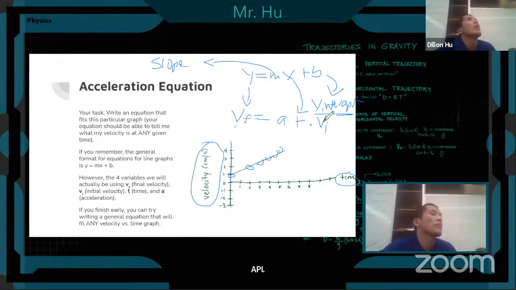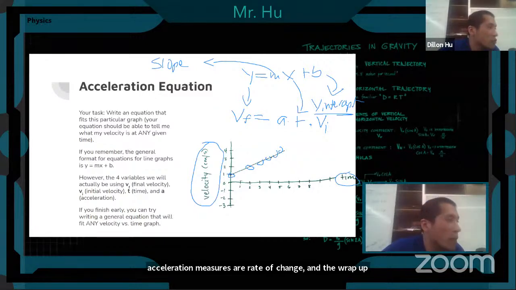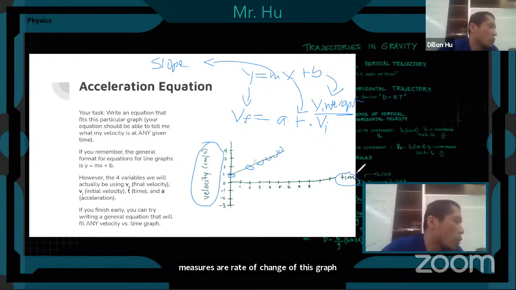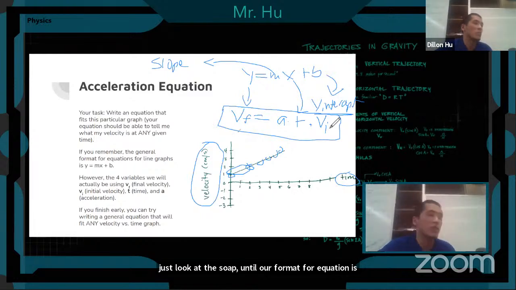So why is our slope going to be acceleration? Because our acceleration measures our rate of change of this graph, which is another way of saying the slope, right? So if we want to figure out the acceleration of a graph, we just need to look at the slope. And so our format for our equation is going to be vf is equal to a times t plus vi.